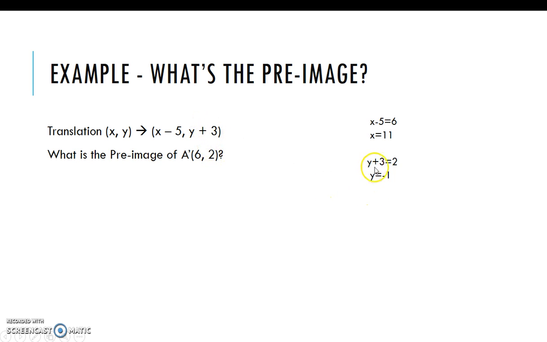And then I'm going to take Y plus 3. When I moved it up 3, I ended up at 2. So Y is negative 1. And so my original coordinate for A was 11 and -1.